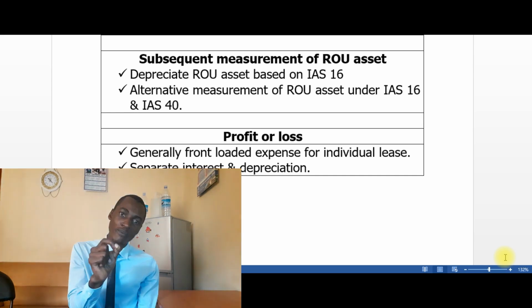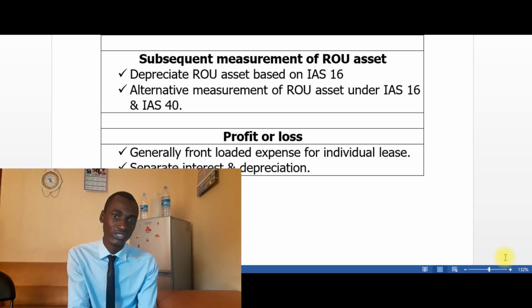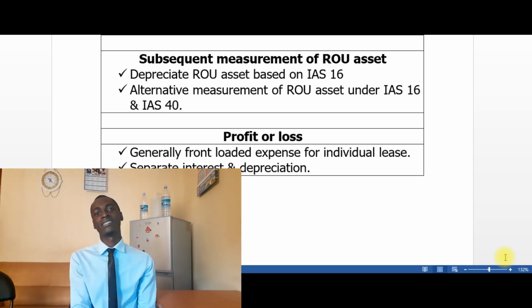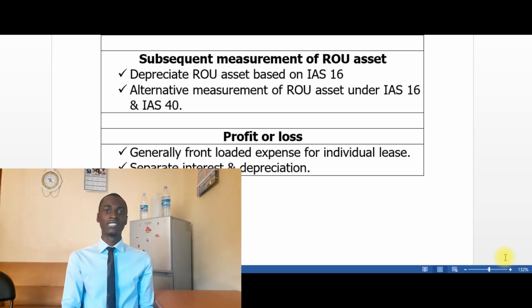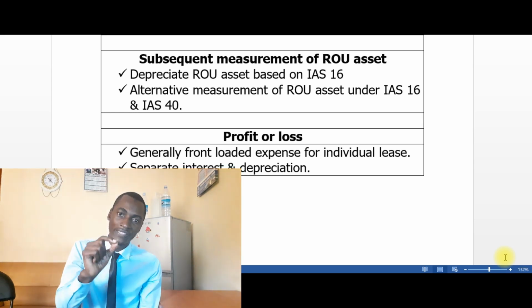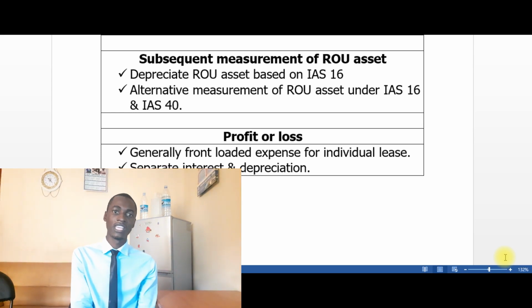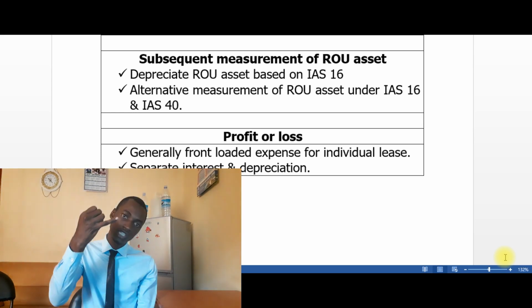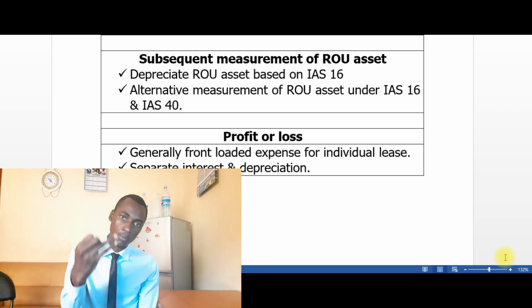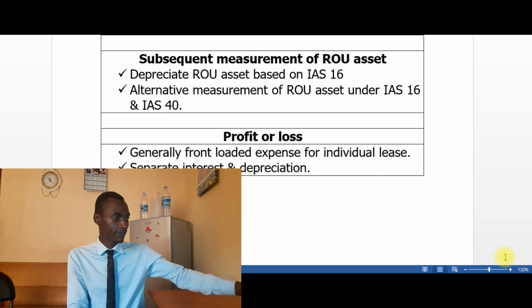So your statement of profit or loss should show a depreciation charge of the right of use asset. At the same time, the statement of profit or loss should also show the finance cost on the lease liability. So meaning that in your profit or loss, always report the depreciation expense, then also report the finance cost. That is the interest expense on the lease liability.